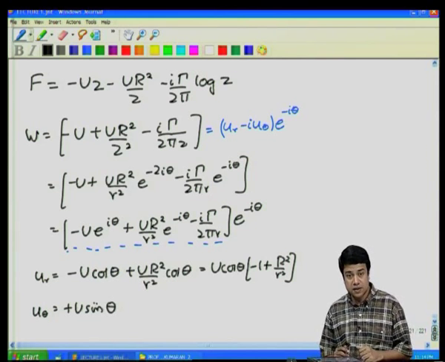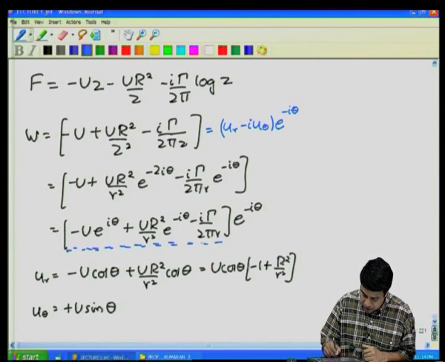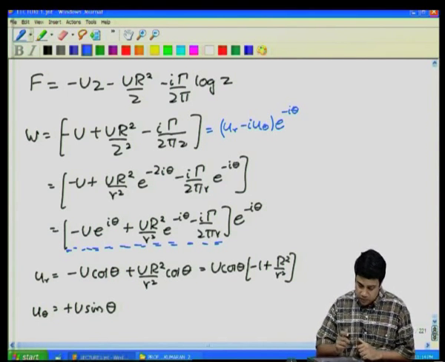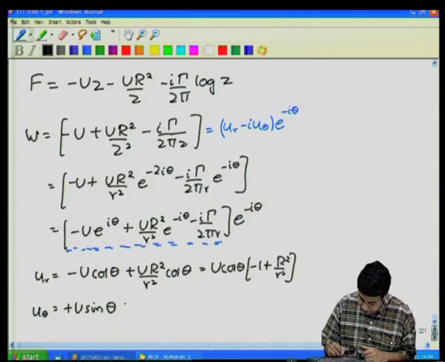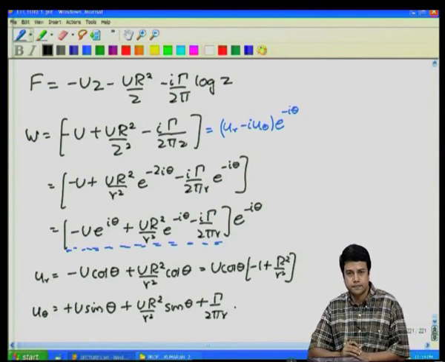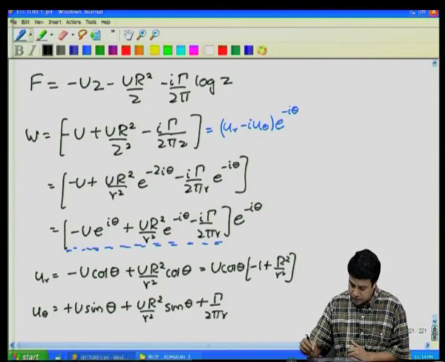Note that u_theta is the negative of the imaginary part of everything that is within brackets. u_theta is the negative of the imaginary part of this. So, this is equal to plus U sin theta plus U R squared by r squared sin theta plus gamma by 2 pi r. What kind of a flow does this represent? So, let us just briefly take a look at that.